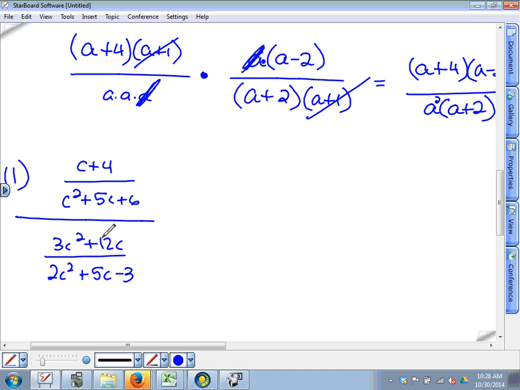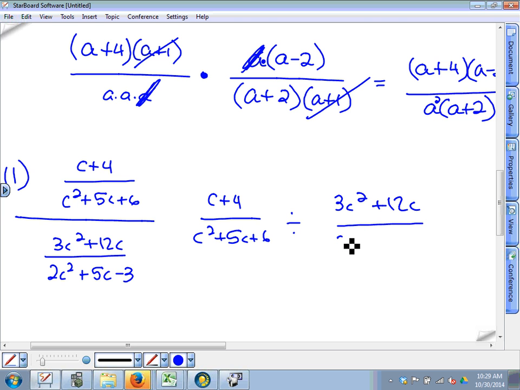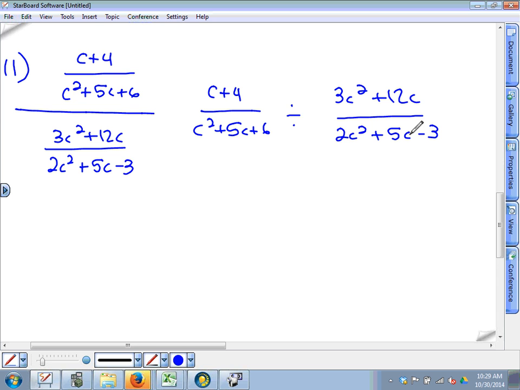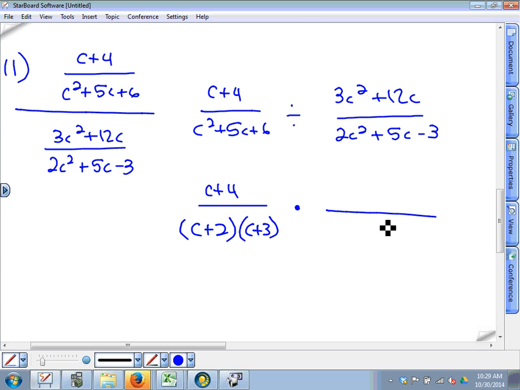Okay? All this is a division problem. This long division bar, you can write that as a division sign. C plus 4 over c squared plus 5c plus 6 divided by 3c squared plus 12c. That's all this means right here. And then you solve this just like you did the last problem. You flip this fraction to its reciprocal and multiply. Okay? So c plus 4 over c plus 2 times c plus 3, multiplied.